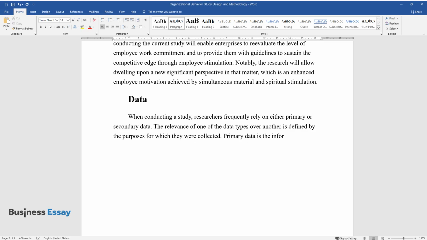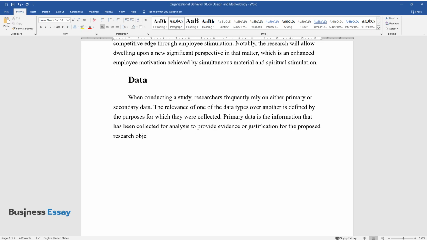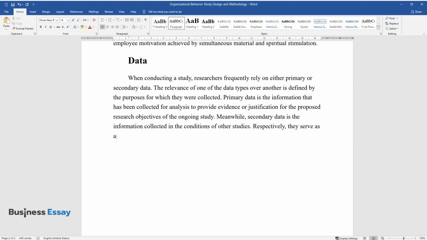Primary data is the information that has been collected for analysis to provide evidence or justification for the proposed research objectives of the ongoing study. Meanwhile, secondary data is the information collected in the conditions of other studies. Respectively, they serve as a platform for the solution of problems, which may differ from the initial research.